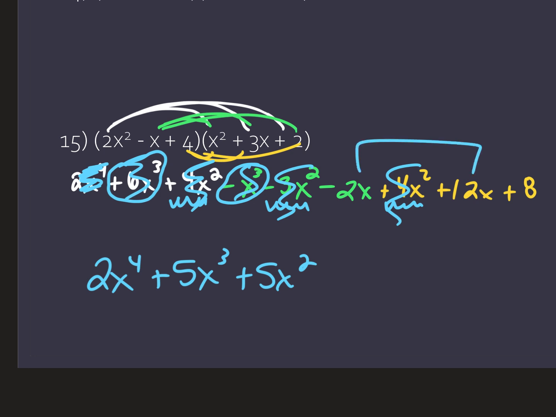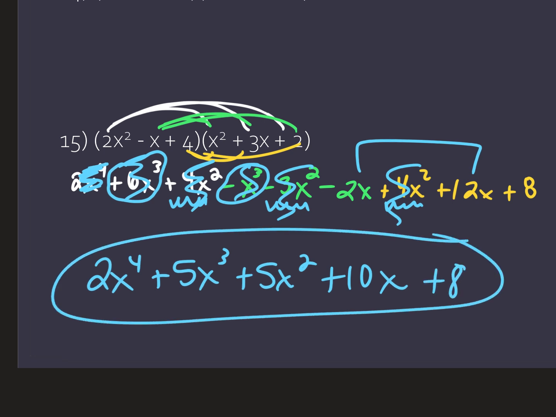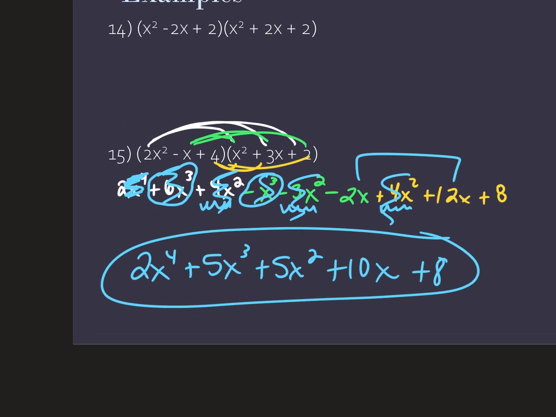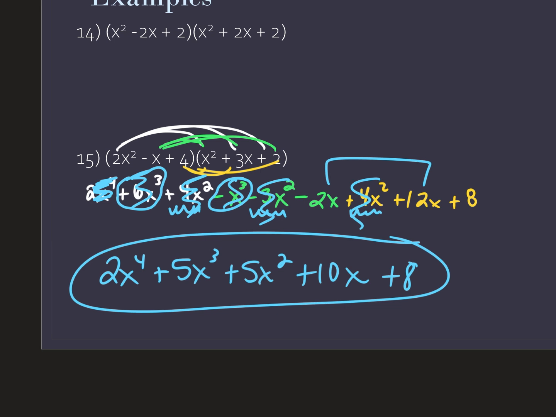What about here? Negative 2x and positive 12x. Plus 10x. And then we can't forget about what? 8, or constant. A number without a variable is called your constant. I know everybody in here can handle that. It's just a matter of taking your time and not making silly mistakes. Everybody got it?